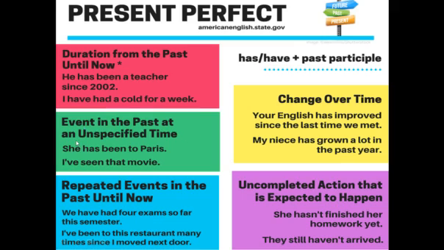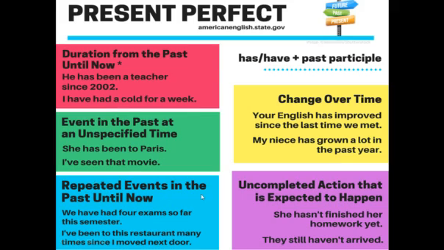Event in the past at an unspecified time. So the time is unspecified. You do not know the exact time of the event. She has been to Paris. When? We don't know. I've seen that movie. When? Also, we cannot tell because the time is unspecified. So we use the present perfect tense if the time of the event is unspecified. And this is completely different from the simple past tense where the time is precise and stated.